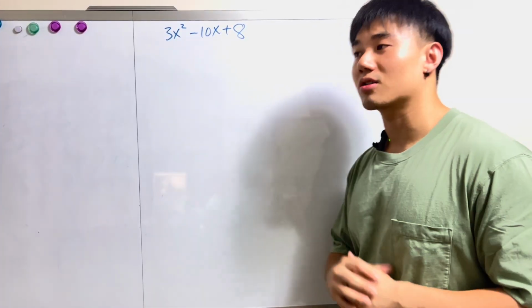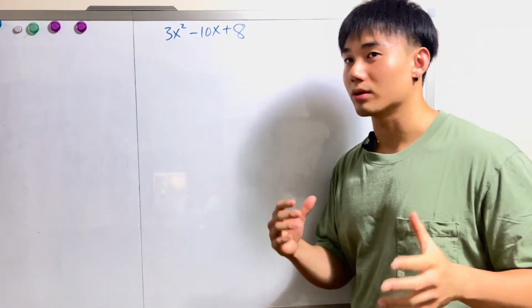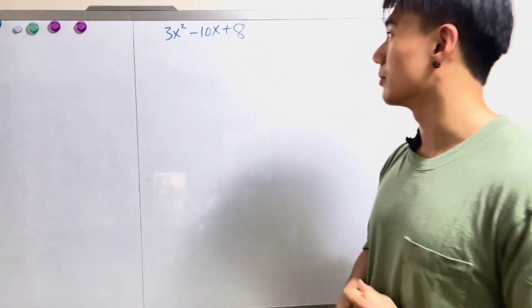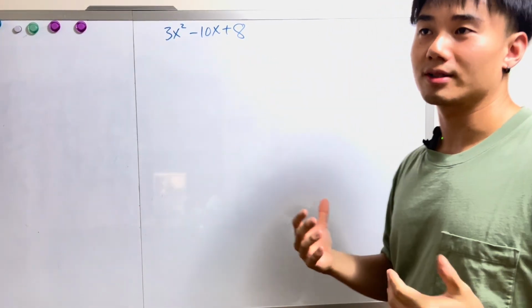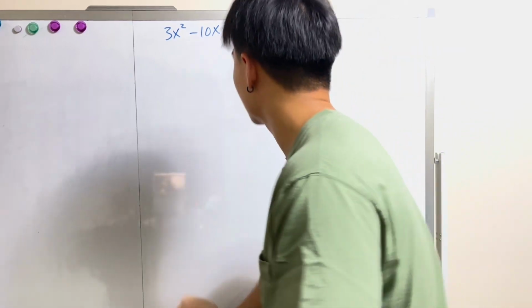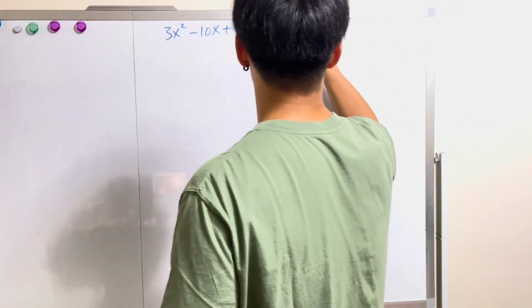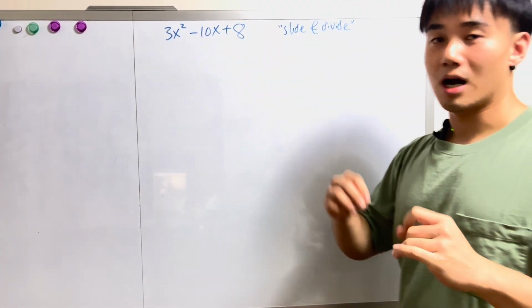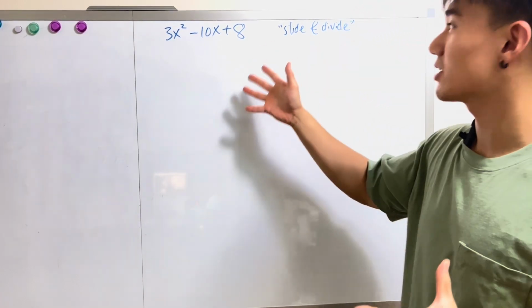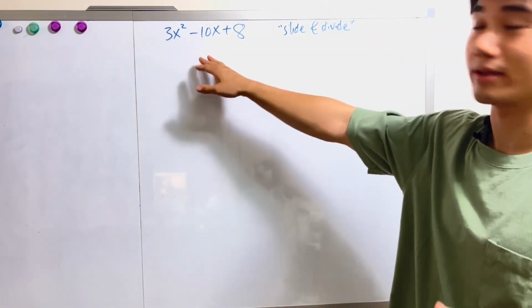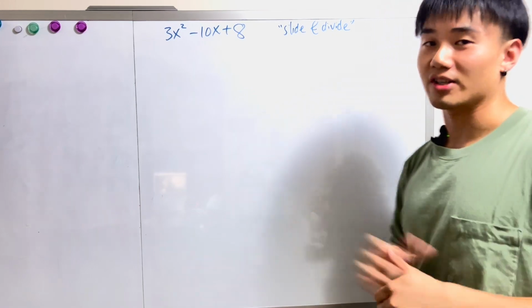Today in this video, I'm going to talk about one of the factoring techniques that we use to factor something like this, a trinomial like this. The method is called slide and divide. I'm going to show you how you can factor this, especially when the leading coefficient is not 1. We have 3x squared minus 10x plus 8.